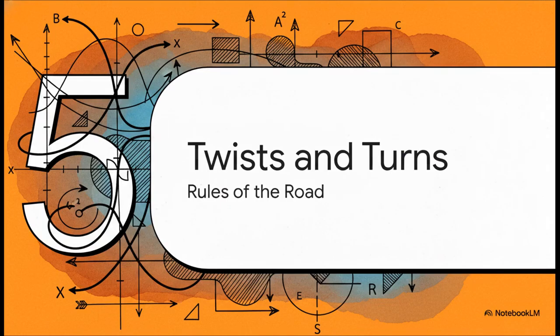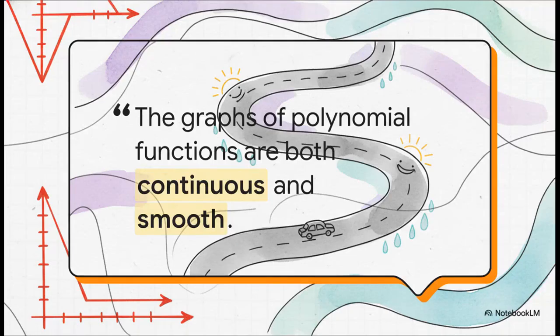Section 5. Twists and turns, the rules of the road. Okay, check out this quote. Polynomials are continuous and smooth curves. They have no breaks, holes, or sharp corners. This is incredibly important to remember. It's what separates a polynomial from something like an absolute value function, which has a really harsh, sharp V-shaped corner. Think of it like driving a car down a winding road. When you graph a polynomial, you never lift your pencil from the paper, and you never, ever draw a jagged point. It is made entirely of graceful, flowing curves.